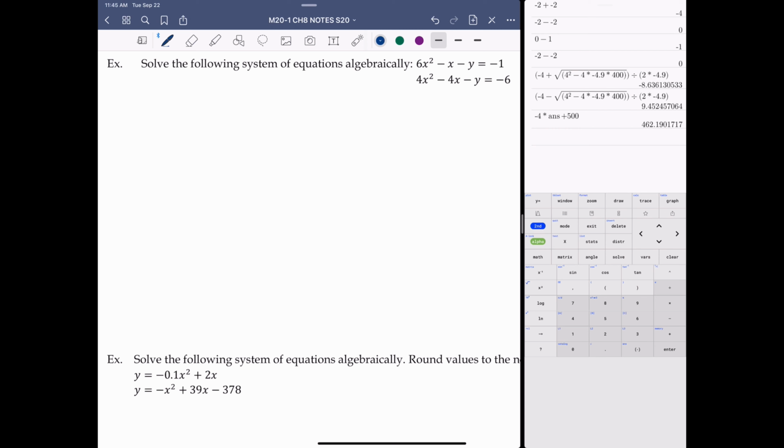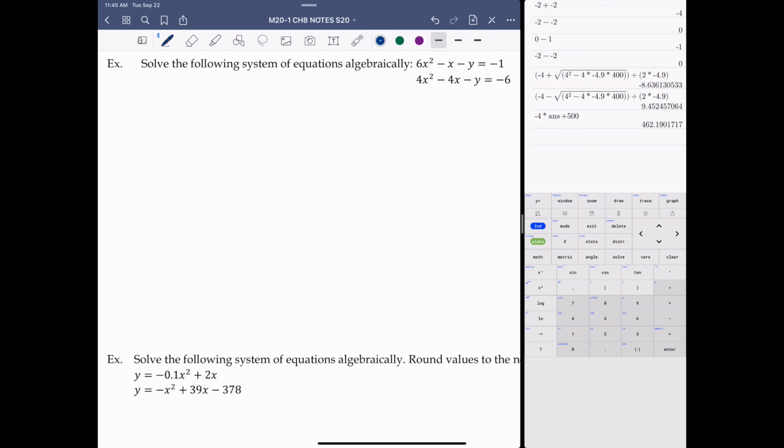Solve the following system of equations algebraically. 6x squared minus x minus y equals negative 1. 4x squared minus 4x minus y equals negative 6.